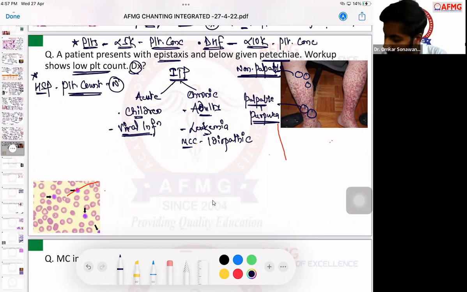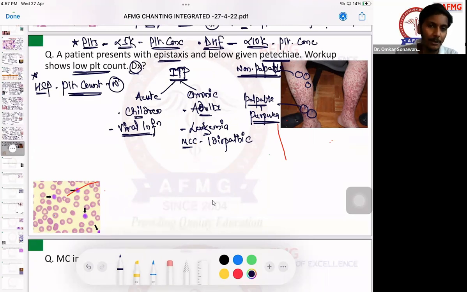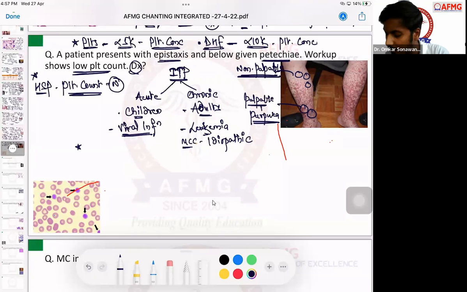In both of these, definitely the platelet counts would be low, therefore it is called thrombocytopenic purpura. Now please tell me, what is the treatment of choice for acute ITP? This was a question in August. They gave a classical case of a child presenting with low platelet count and petechiae of rapid onset, that means acute ITP. So what is the treatment of choice?